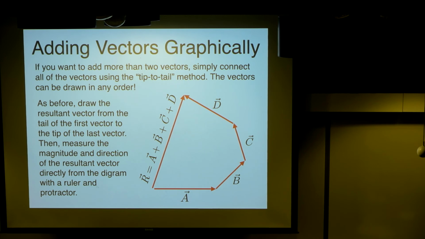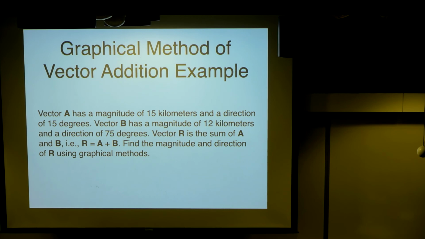Okay, so I think what we'll have time for is this example where we actually do this kind of careful measurement. Okay? So here's what we have. Vector A has a magnitude of 15 kilometers and a direction of 15 degrees off the x-axis. Okay? Vector B has a magnitude of 12 kilometers and a direction of 75 degrees. Vector R is the sum of A and B. So R is equal to A plus B.